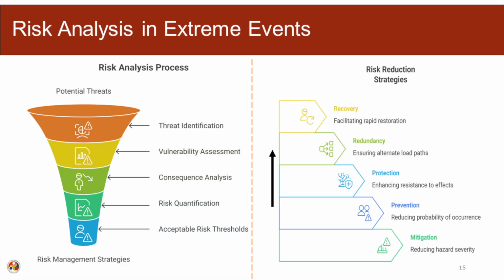And then we need to come into the acceptable risk thresholds. So, how much risk is an acceptable risk, how much damage is acceptable whenever this type of event occurs, and how quickly we can rebuild or reinforce our systems. So, these are the risk management studies that go hand in hand when we are dealing with any type of extreme type of events. After that, we have our risk reduction strategies also.